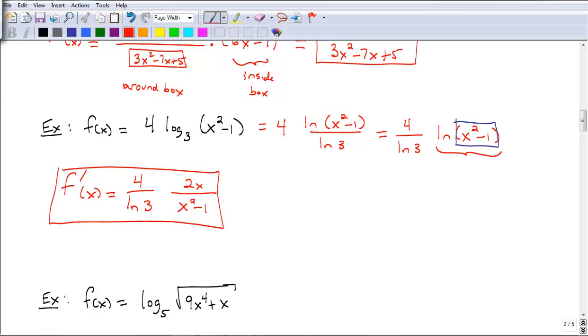So again, when we use the chain rule on these logarithms, a lot of times you can rewrite it with a change of base formula to help you see what happens when it's just a natural log. And then you can remember that the argument goes on the bottom and the derivative of the argument goes on top.